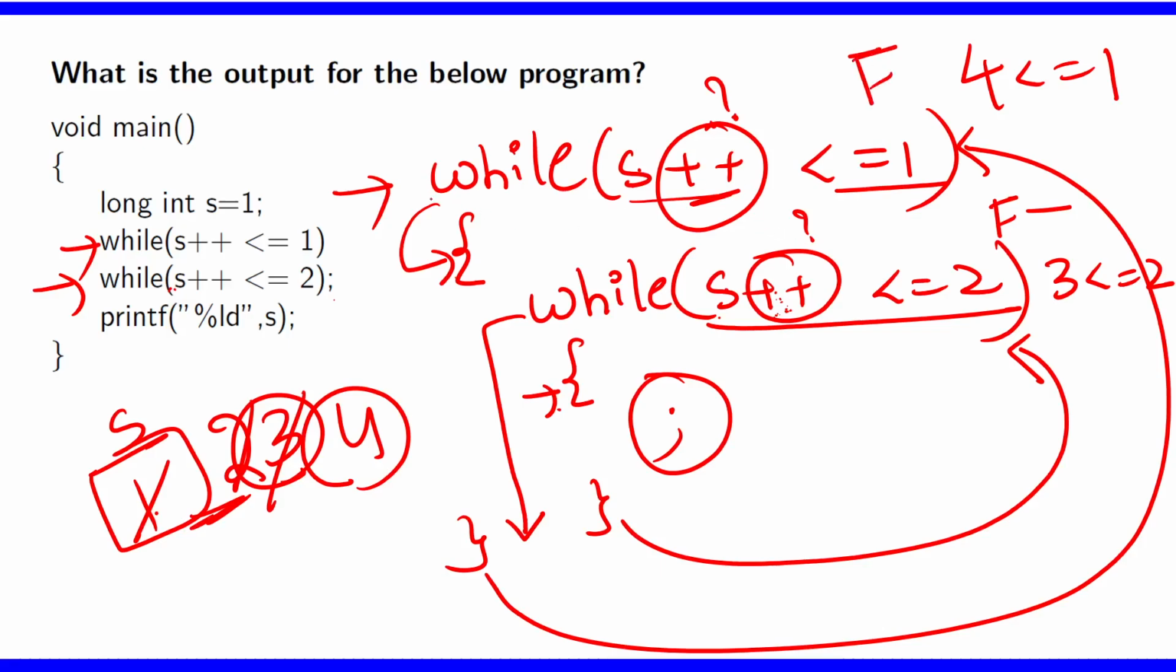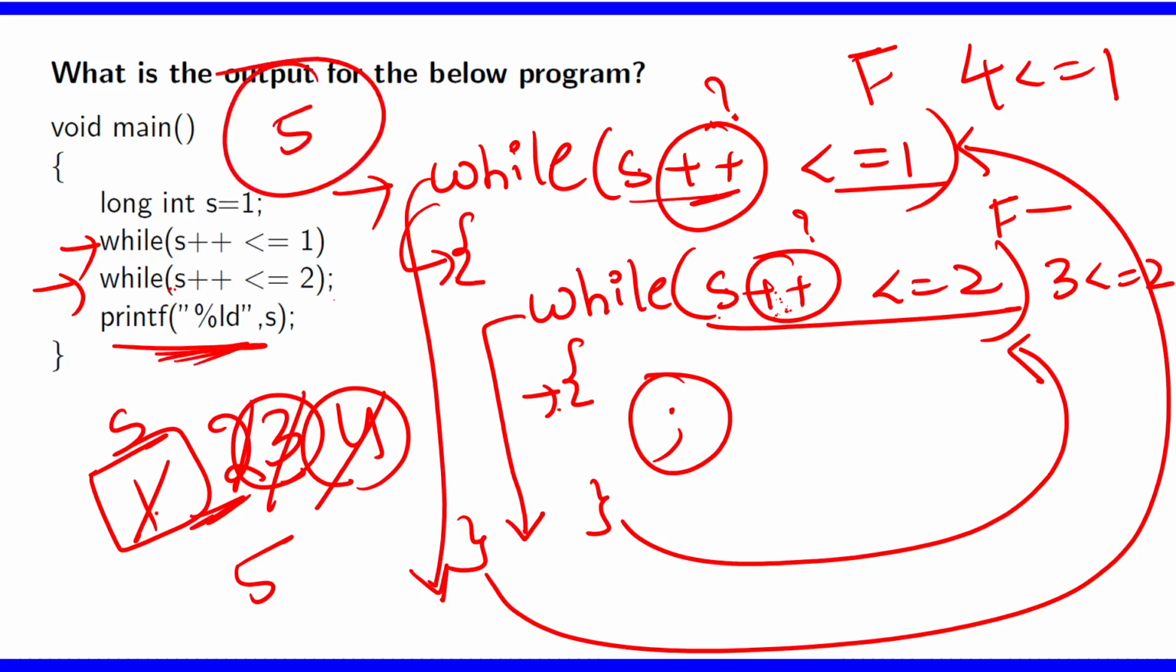When the condition is false, I have to go out of this while loop. But before you go out, there is something you promised you will do. Because of that, s becomes 5, and you come out of the while loop. After coming out of the while loop, there is printf of s. So the answer is 5. Is it clear? Did you understand how the answer is 5?